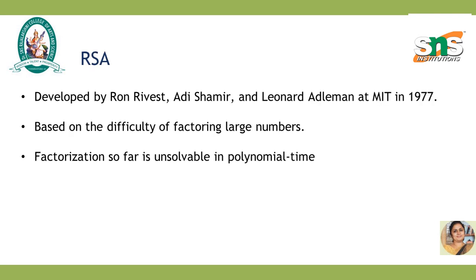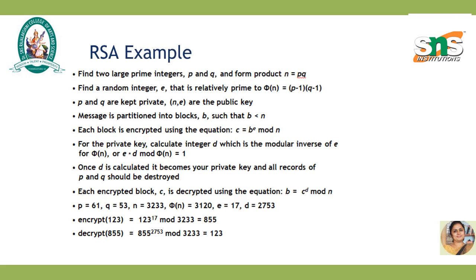RSA is also one of the public key algorithms. It was developed by Ron Rivest, Adi Shamir and Leonard Adleman at MIT in 1977. It is based on the difficulty of factoring large numbers. Factorization is so far unsolvable in polynomial time. Here is the RSA example: find two large prime integers, P and Q, take their product n, and choose a relatively prime number.